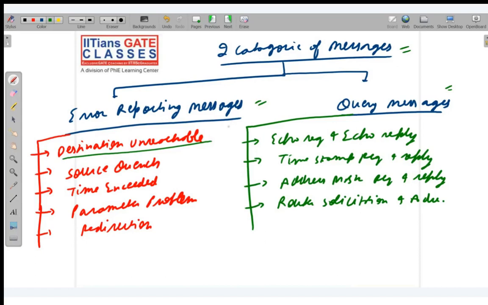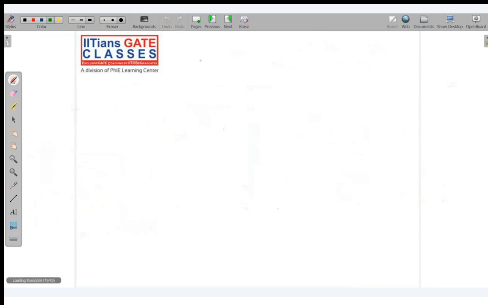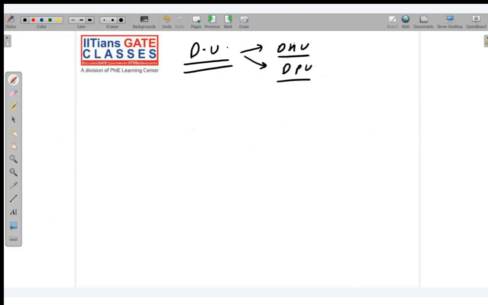Okay, so first is destination unreachable, DU. The destination unreachable message is again of two types. One is known as destination host unreachable, DHU, and the other is destination port unreachable, DPU. H means host, P means port. First of all we should know what is destination host unreachable.